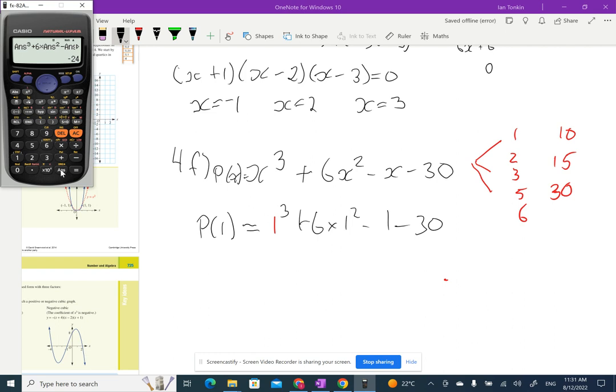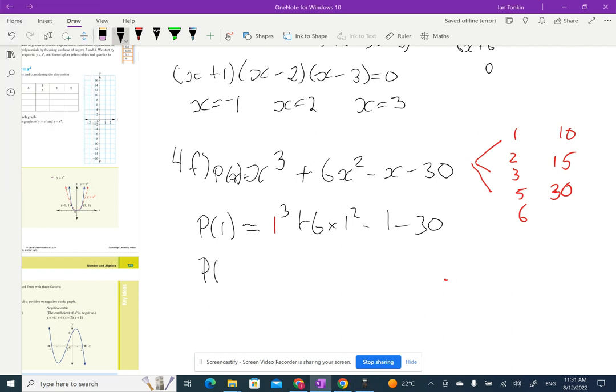So now I'm going to try 2. I don't know. I reckon it's going to be 2, 3 or 5. It won't be 5 and 6. It might be 3, 5. Yeah, 2, 3, 5, I reckon. So I'm going to try 2. So I press 2, hit equals, go back, try it, and 2 equals 0. So P of 2 equals 0.